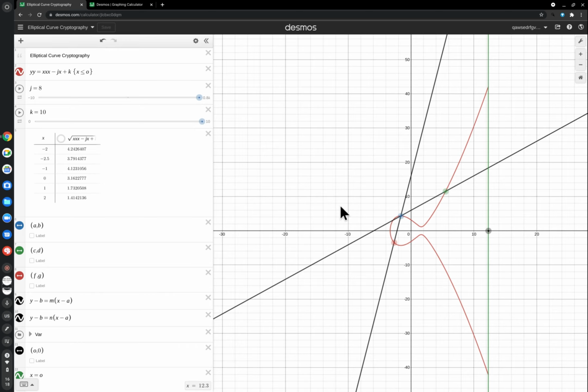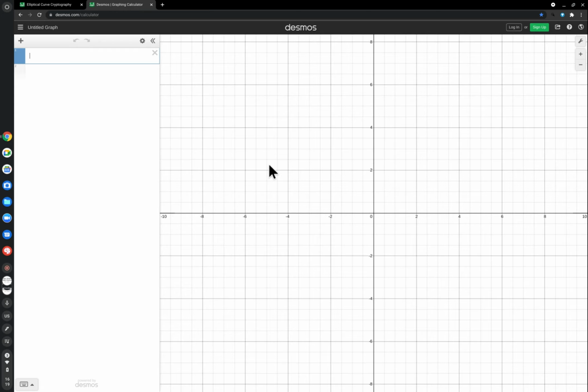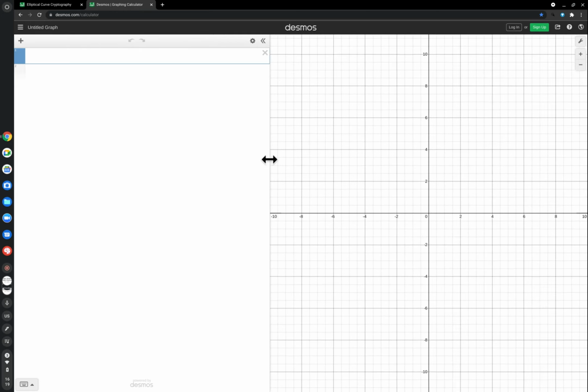So today, this is not exactly how to do something for a calculus question. I was challenged by someone to explain elliptical curve cryptography as a YouTube video. So I've been doing some reading. It has a decent amount of math, and that's what this Desmos graph on the side is for. I will link this in the description so you guys can use it. Anyway, let's get started. First of all, this is cryptography.